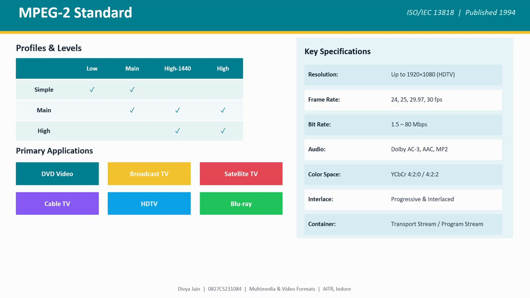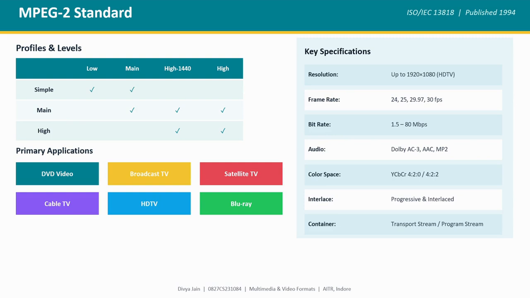MPEG-2 standard. Moving on to MPEG-2, published in 1994 under ISO IEC 13818. This was a massive leap from MPEG-1. Where MPEG-1 supported only 352 times 240, MPEG-2 supports up to 1920 times 1080, full HD TV resolution. The bit rate range jumps from 1.5 megabits per second all the way to 80 megabits per second.